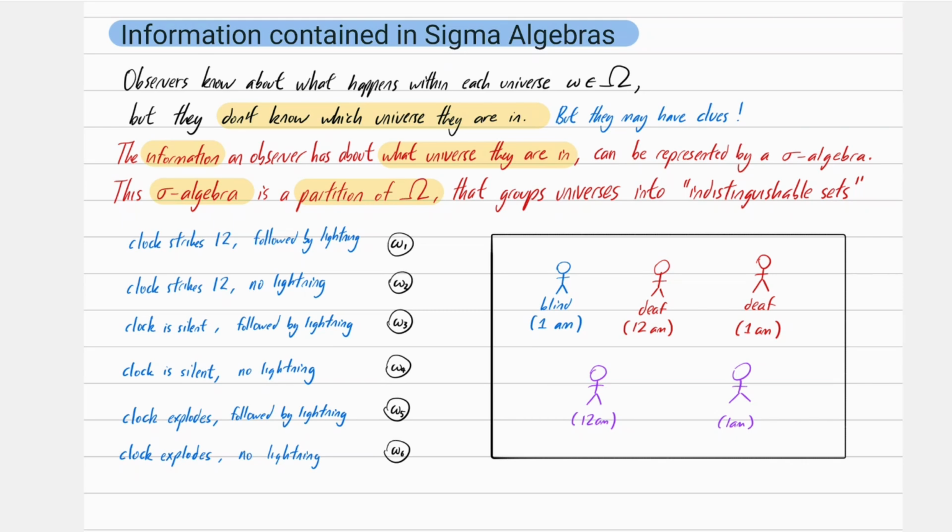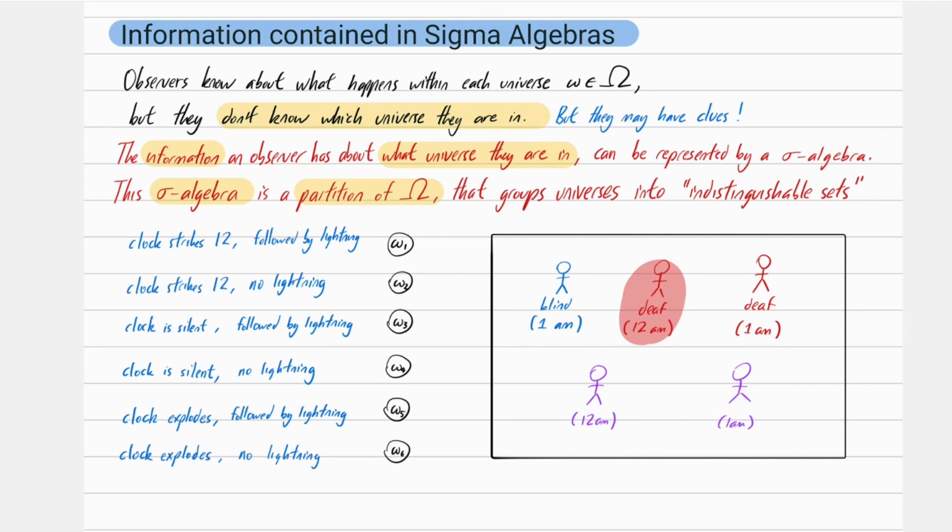We're going to move on to the deaf man. Note that the same person at 2 different points in time should be considered 2 separate observers. And this is because the observer at 1 AM has a different amount of information to the observer at 12 AM. We're going to start with the deaf man at 12 AM.